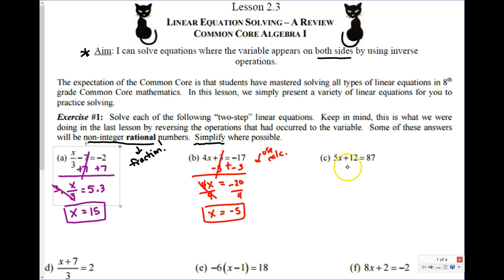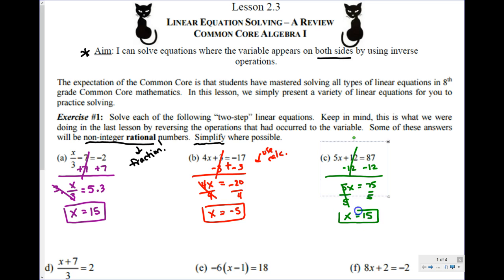Letter C. First step, subtract 12 on both sides. The 12's cancel out, and I'm left with 5x equals 87 minus 12 is 75. Divide both sides by 5 to get x by itself, and x is going to equal 15. Final answer.